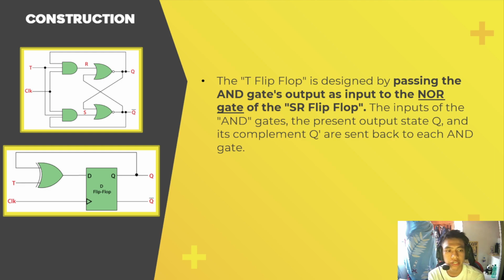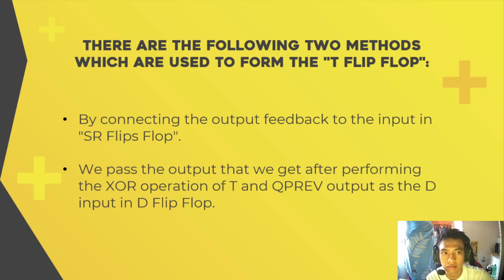The logical circuit of the T flip-flop using the D flip-flop is given below. So, ito yun. So, next. There are the following two methods which are used to perform the T flip-flop.